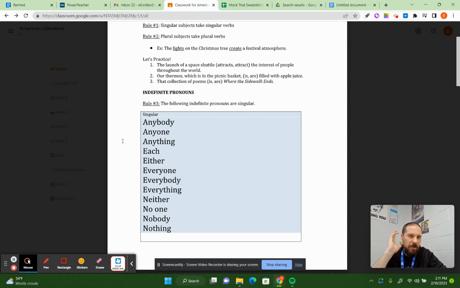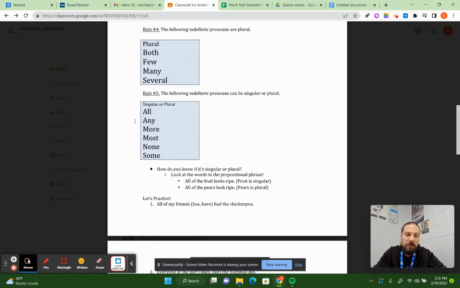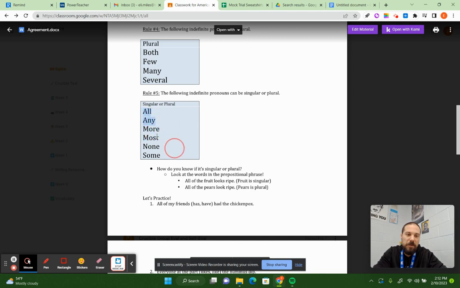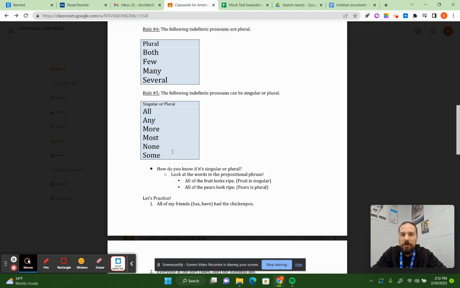So kind of decoupling ourselves from that frame of mind of, well, it sounds right, it must be right, is key to understanding and doing well on this topic, okay? So if you have any questions, let me know, and I'll be happy to explain anything more that you think you need. But just know these rules, especially these indefinite pronouns here. These are really where you're going to be tested on the test, all right?